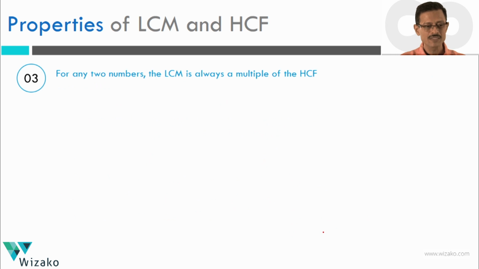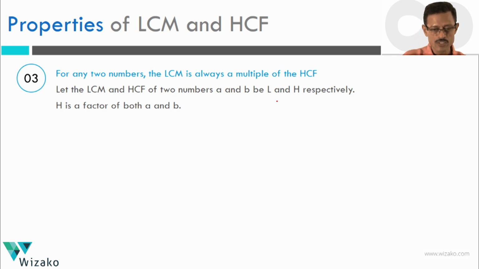Move on further. The last property in LCM HCF that we're looking at is this. For any two numbers, the LCM is always a multiple of the HCF. Pause the video. Think about this statement. Pick an example. Check out how it works. And then come back to the video to check out whether what you have figured out is the same as what I'm saying. Here is the logic.